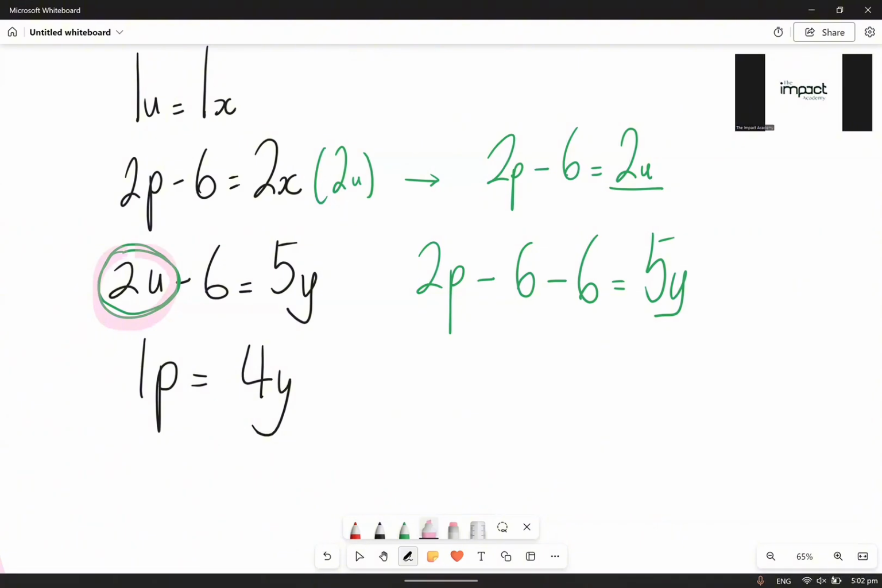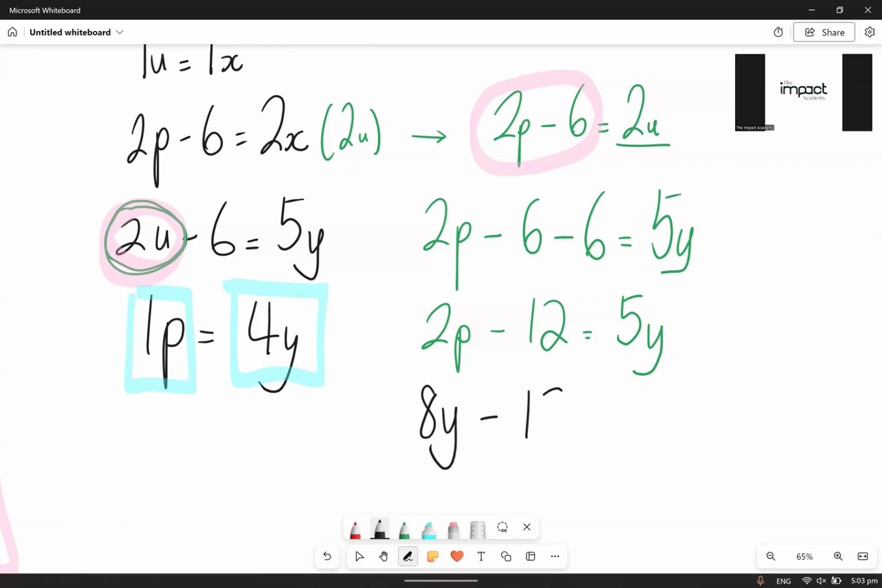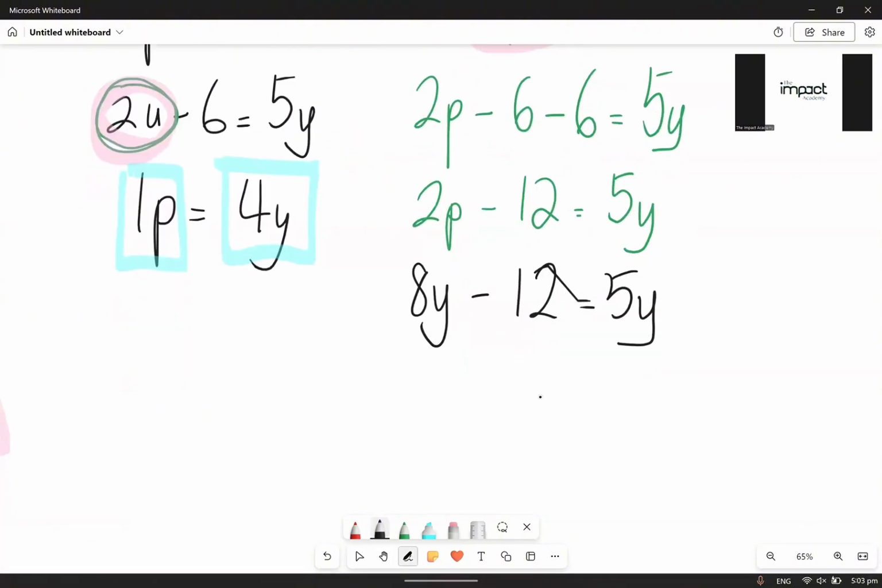Okay, let me just show you what I am doing with this part and this one. Can you see that 2 units equals to 2 part minus 6? So this 2 units is also equals to 2 part minus 6. Agree or disagree? So 2 part minus 12 is equals to 5y. Okay, so what I want to do now is, you can see the other side. Can you see the other side? 1 part is actually equals to what? 4y, right? So that means to say 2 part is actually equals to 8y. 8y minus 12 is equals to 5y. Do you agree or disagree?